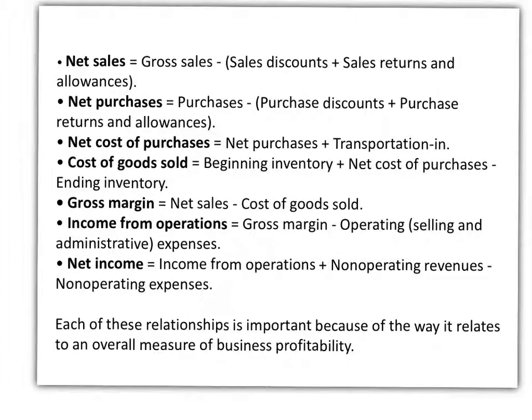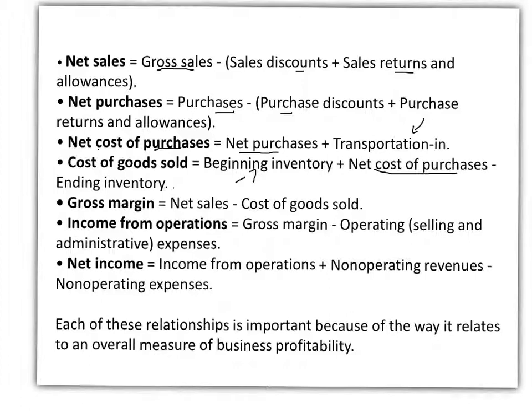Now, to summarize some of the relationships we've talked about here, first of all, we look at net sales. Net sales is gross sales minus sales discount and sales returns and allowances. Net purchases are gross purchases minus purchase discounts and purchase returns and allowances. So the net cost of purchases is net purchases plus any transportation in. Now to determine the cost of goods sold, that's beginning inventory plus the net cost of purchases minus ending inventory.